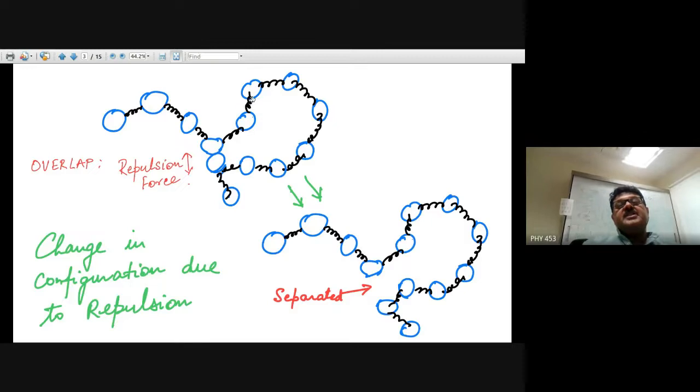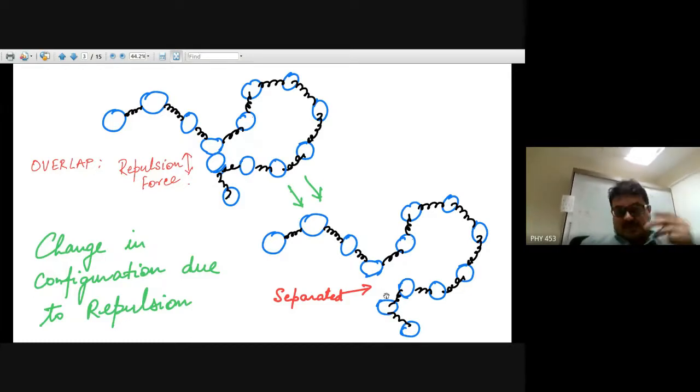So now, as the polymer chain is taking different conformations, why would they take different conformations? Because each of these monomers can undergo diffusive motion. But while taking different conformations like this, if by chance a bead diffuses and tries to touch some other bead, then there will be a repulsive force. A repulsive force will act and then it will basically move away. Right, so such a conformation will go. So these two particles have moved away and they have separated.